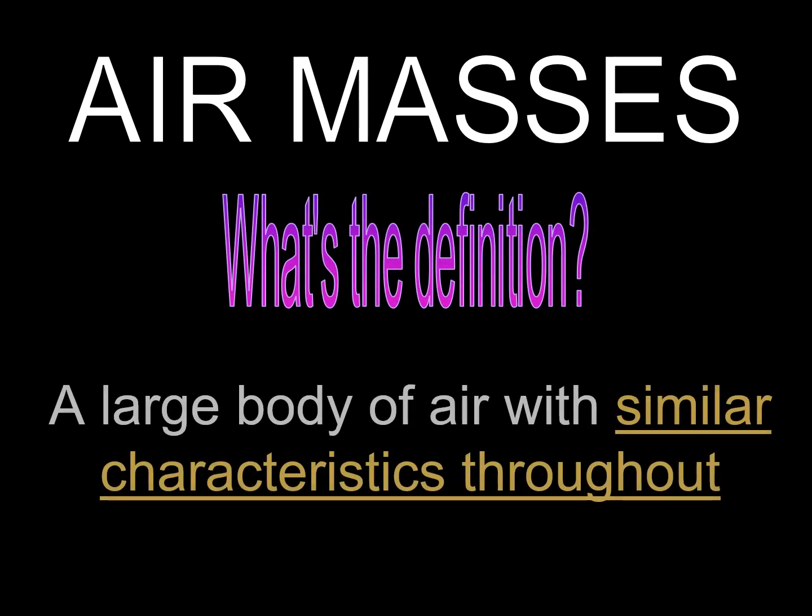So when you think of an air mass, what exactly is an air mass? Well, it is simply a large body of air with similar characteristics throughout. So what that means is the air mass might be warm, and the whole air mass is warm. It might be moist, and the whole air mass would be moist. So it's that body of air or an area of air that has like qualities. It's either hot or cold or wet or dry.